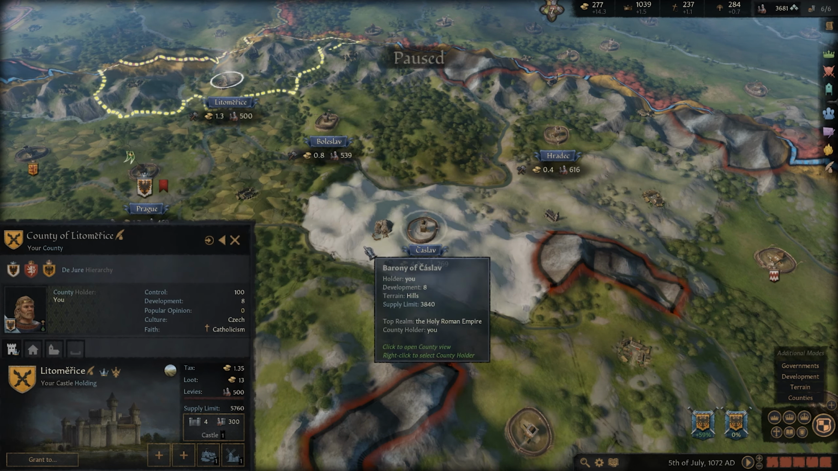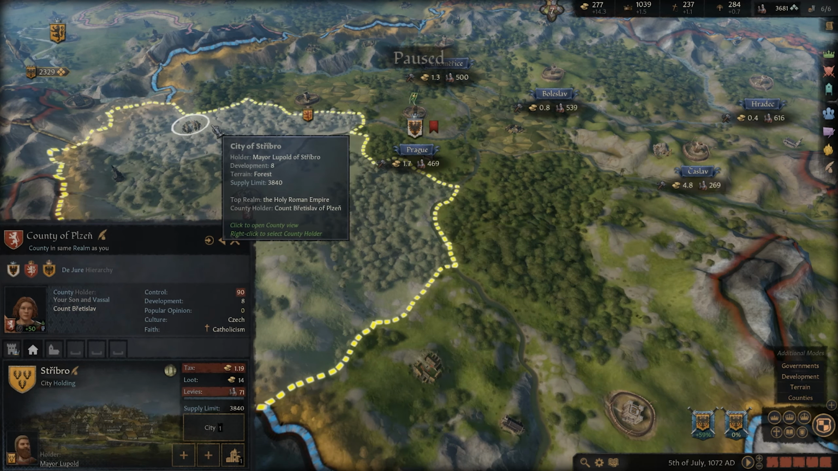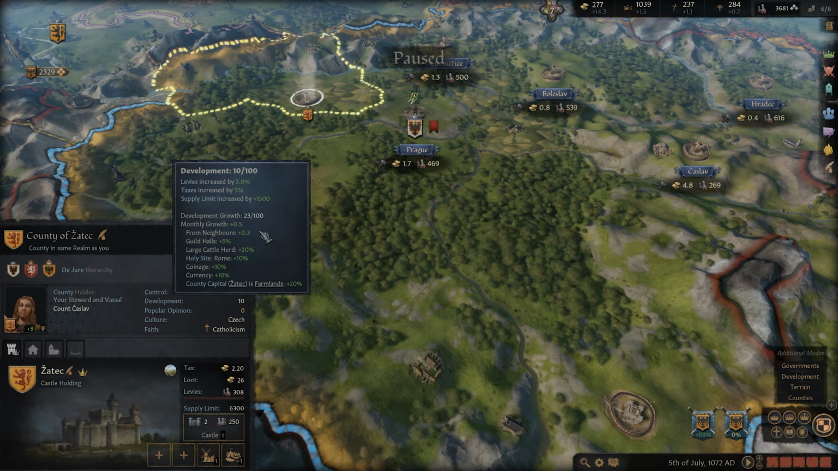This development creep allows for a slow but steady progression throughout your campaign and can create development hubs throughout the map that feed into each other and create some seriously impressive counties with big boosts to levies and taxes.